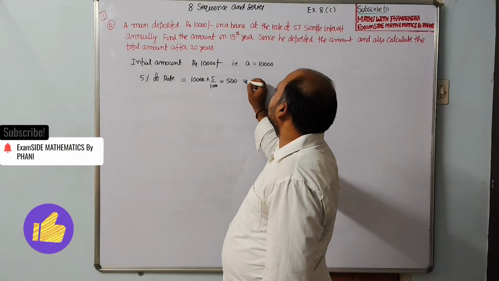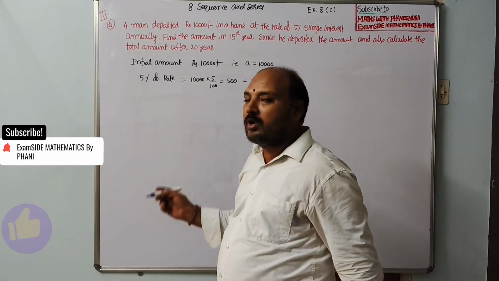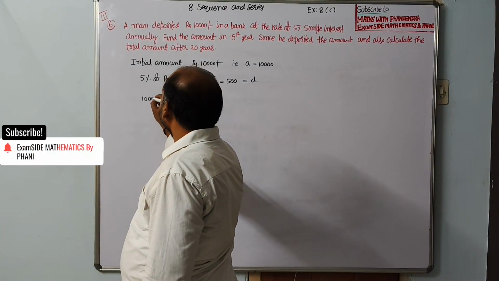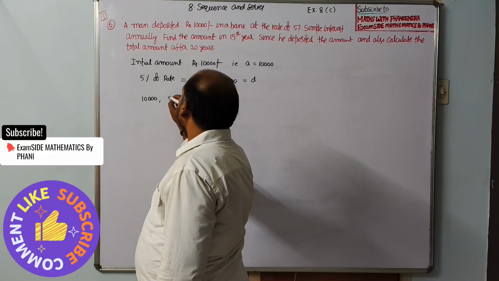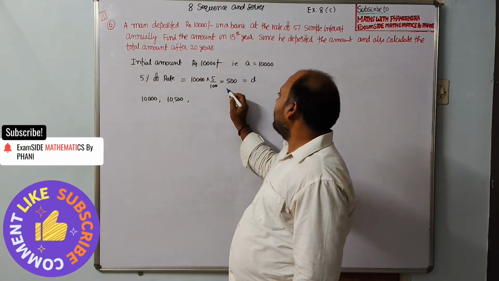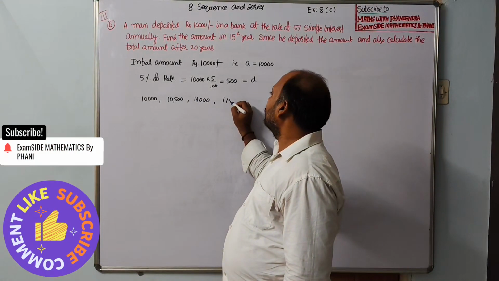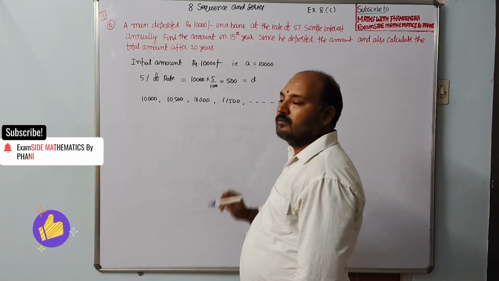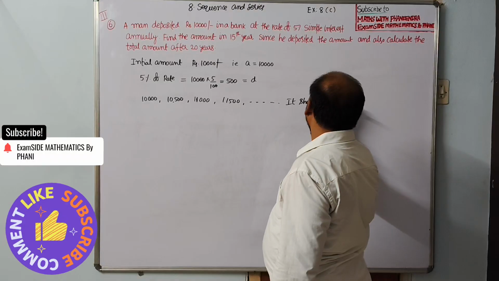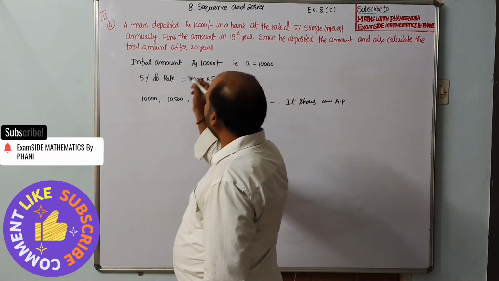So the common difference will become D. What amount will be there after the initial amount? What amount does he have to pay annually? In the first year 10,000. In the next year it will become 10,500. Why? Because 500 is going to increase, no? This is the common difference. So 11,000 it will be, 11,500 and so on. It shows an AP, arithmetic progression. So they are asking for the 15th year.